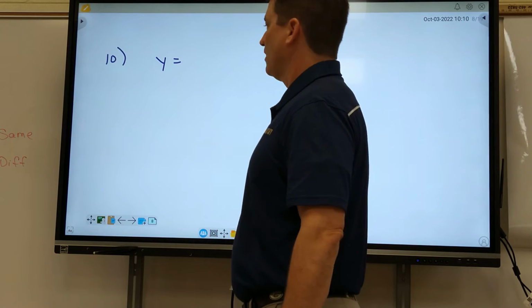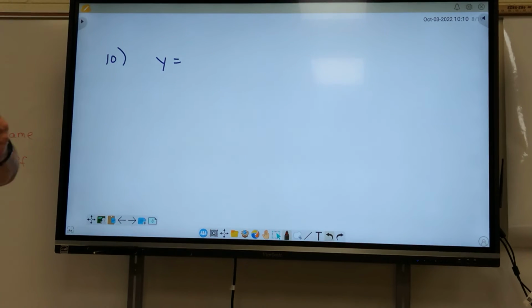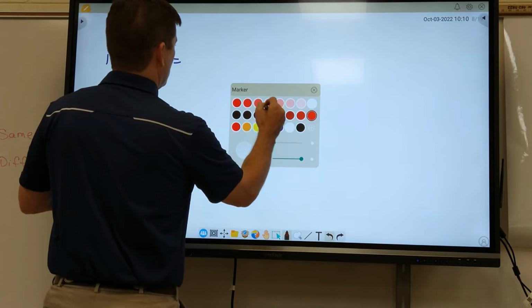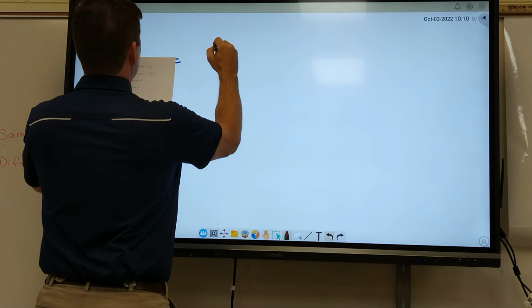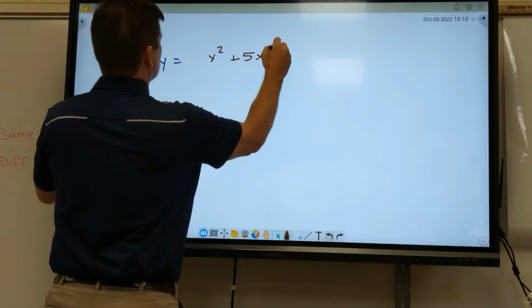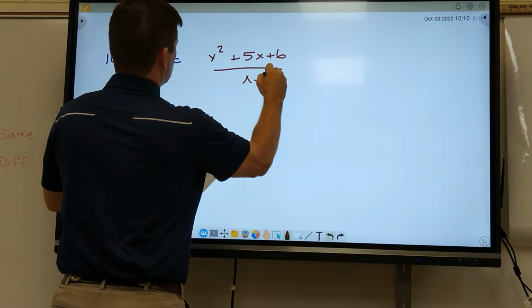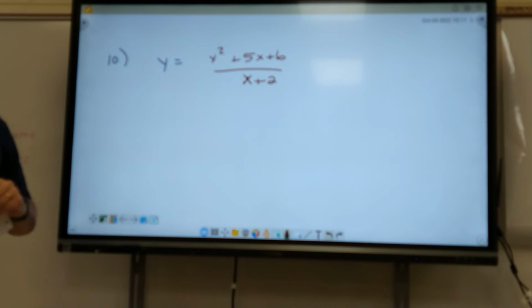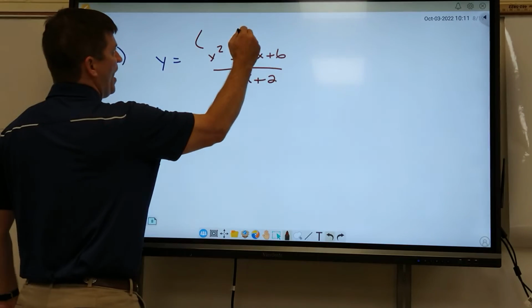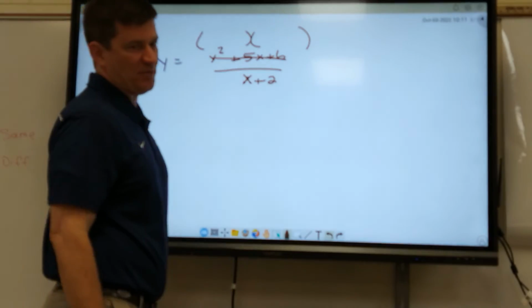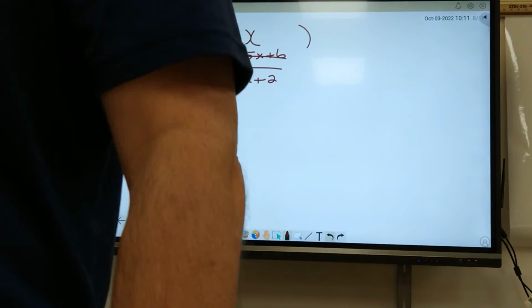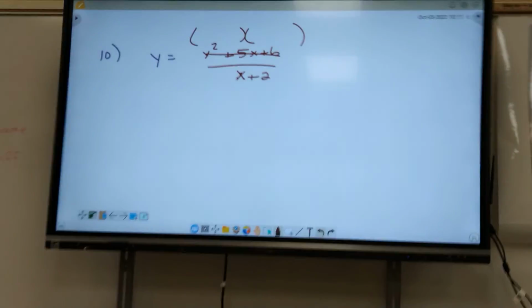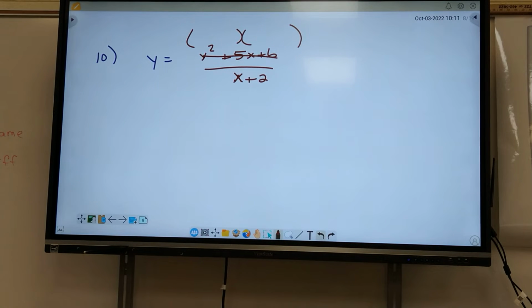Let's go to 10. All right, 10 is different. Look at 10. I got X squared plus 5X plus 6 over X plus 2. How is this one different than number 9? You can factor it. And if you can factor the top, you have to do that first. You guys factor the top. Everybody should be able to do that. Let's see what you get. It will factor. It's one of these easy ones to factor. Just think up numbers you can times together and get 6.